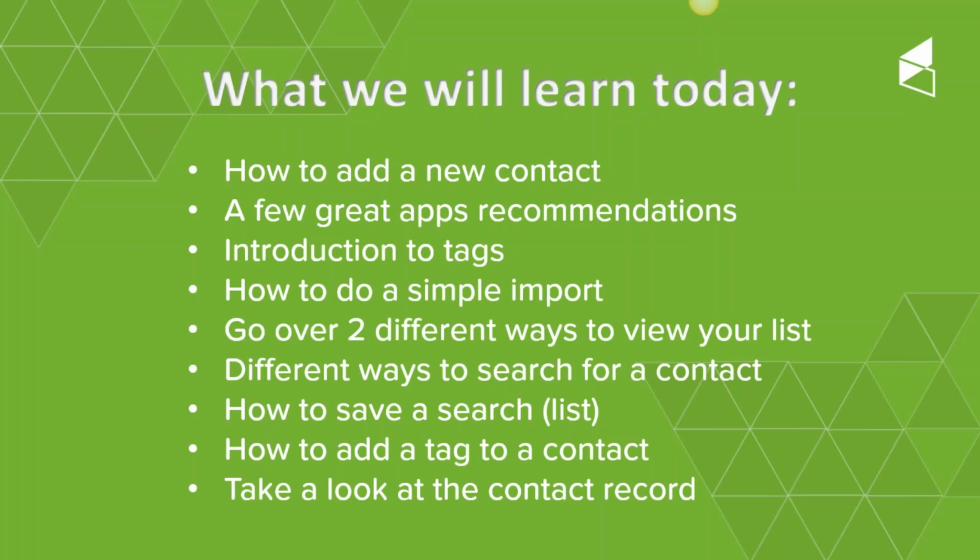So this is what we're going to go over today. We want to know exactly how to add a contact, and there's several ways to do it. A few different apps that we recommend, introduction to tags, how to do a simple import, going over a couple of different ways to view your list, different ways to search for a contact, save a search, how to add a tag to a contact a couple of different ways, and then take a look at the contact record in detail, and then also to save that search to your dashboard.